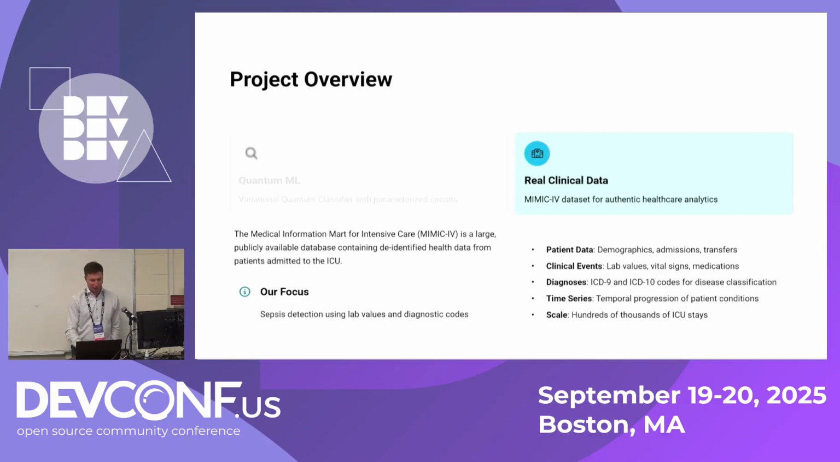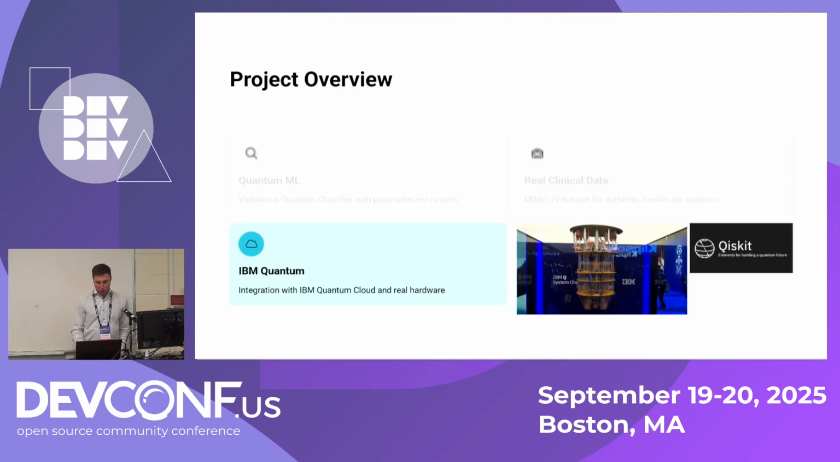The other part of the equation is, for this demonstration, I'm using IBM Quantum, which is a system where you can access real hardware that is hosted by IBM through their IBM Quantum Cloud. And I'm using a package called Qiskit, which is a Python library that allows you to instruct a quantum system to perform certain actions.